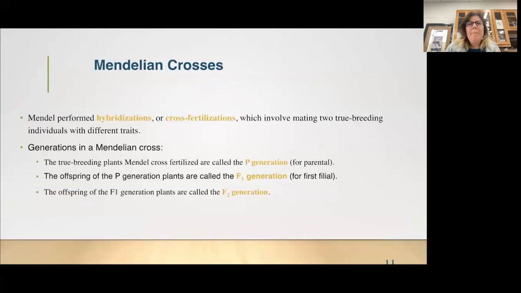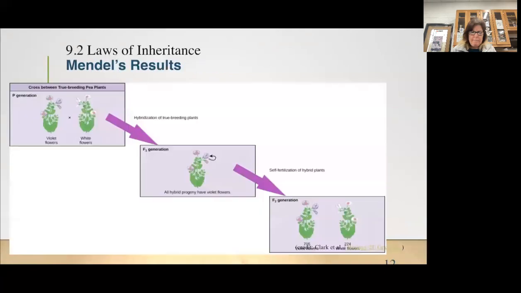Mendel performed hybridizations or cross-fertilization with two true breeding mates. So we tend to call the true breeding the beginning, the first generation, our parentals or P generation. And then the hybrids or the first generation from the parentals as the F1, for filial, which means son. And then he crossed the F1s together to get the F2 generation.